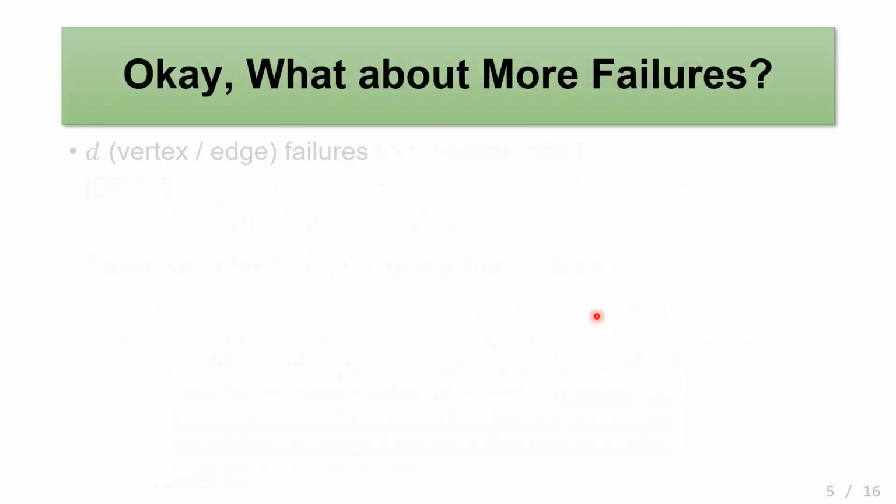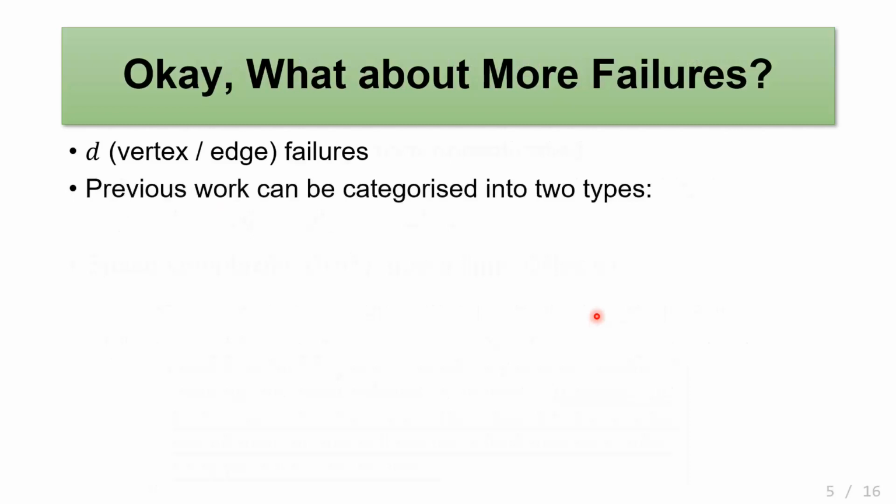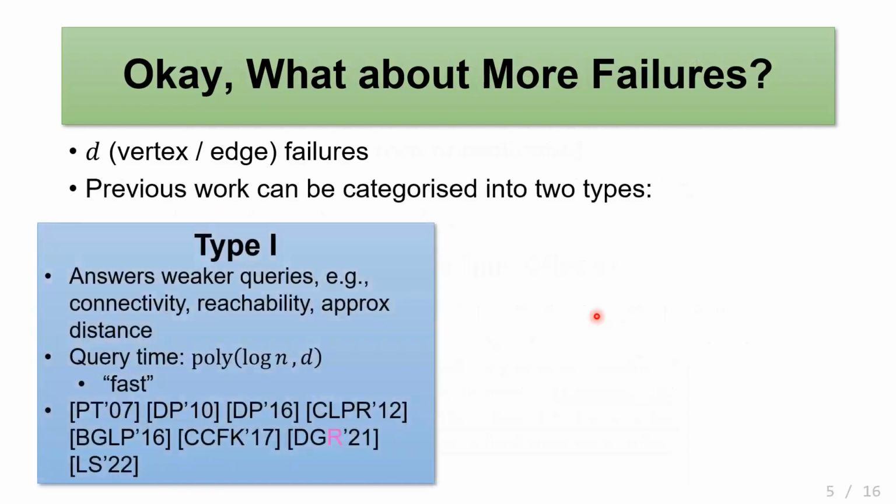So what about more failures? When we have d failures where d is a large constant, previous work can be categorized into two types. The first type is when you only want to answer weaker queries than exact distances. For example, you only want to know the connectivity or approximate distance between two vertices after a failure. Then, in this case, you can achieve a query time polynomial in log n and d, which is considered fast.